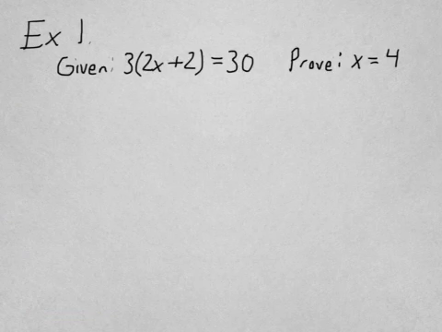Okay, so here's our first example. Given that 3 times quantity 2x plus 2 equals 30, prove that x equals 4. Okay, pretty much all proof problems have a given and a proved statement. You're proving that if that part is true, it is given to you as already true. Then we are going to prove that x equals 4.